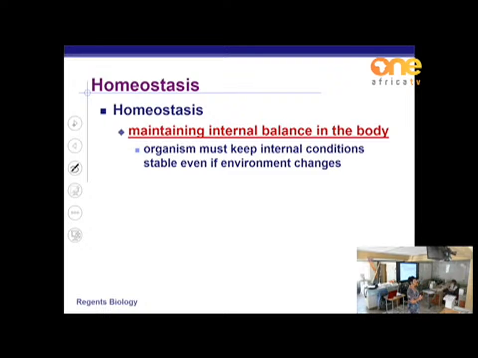Homeostasis, the maintenance of a constant internal environment inside the body. And we realized that it is important to have a specific amount of water in the body. If we have it in excess, we will have urine made.